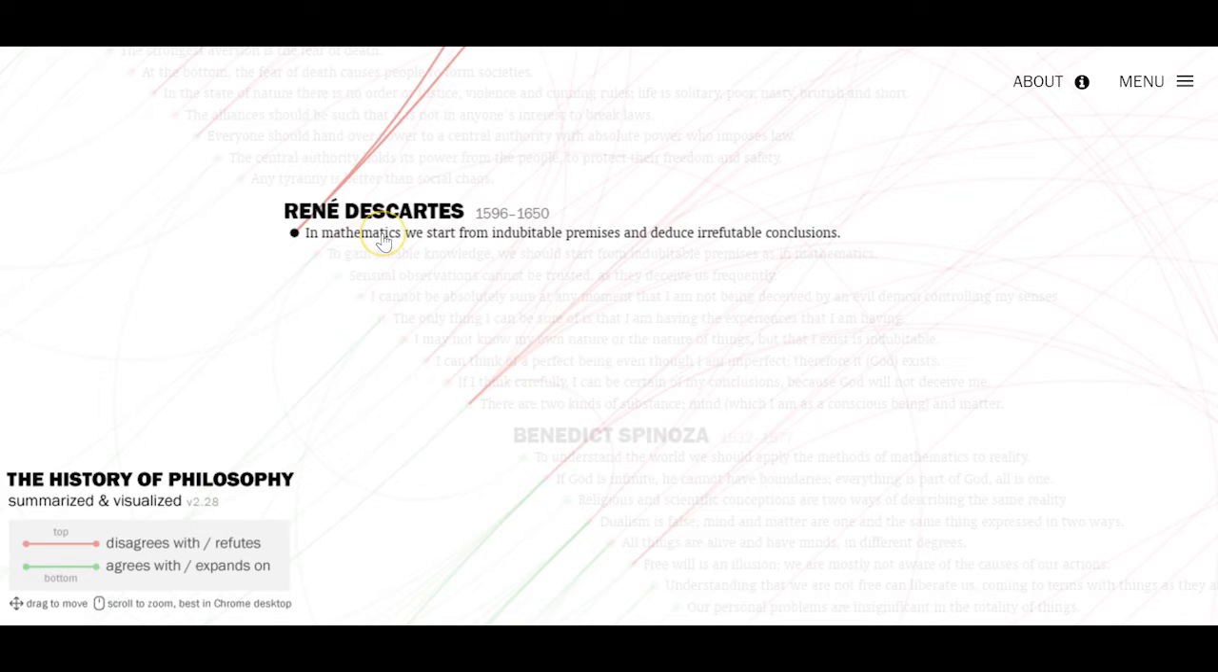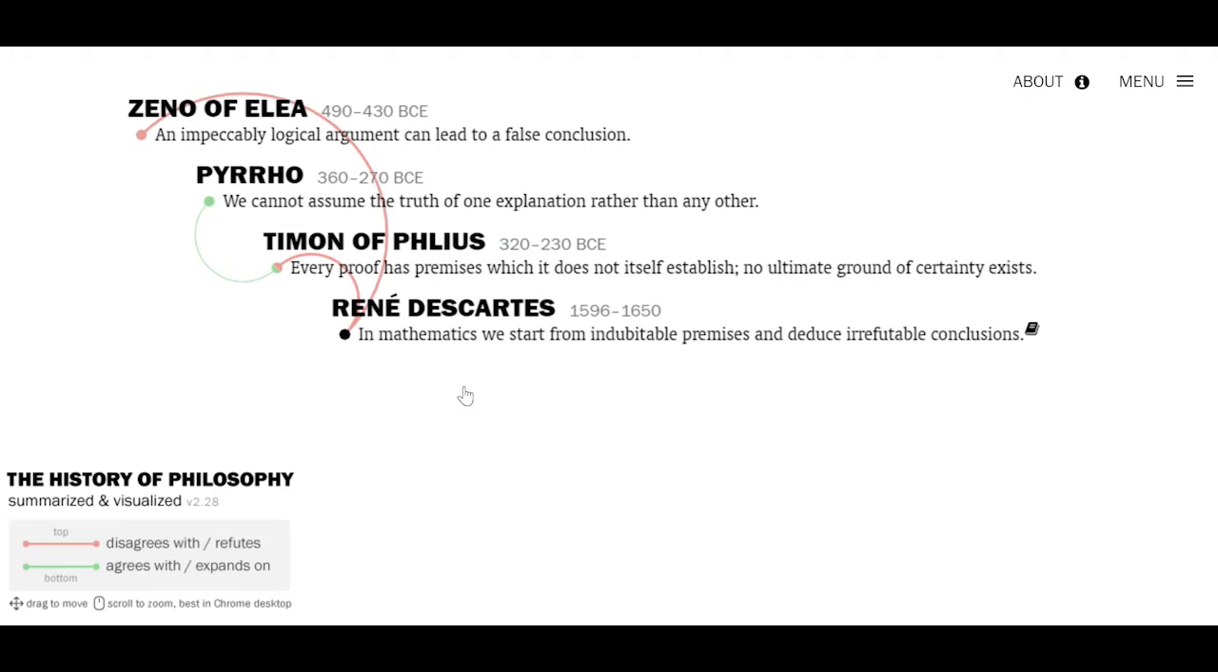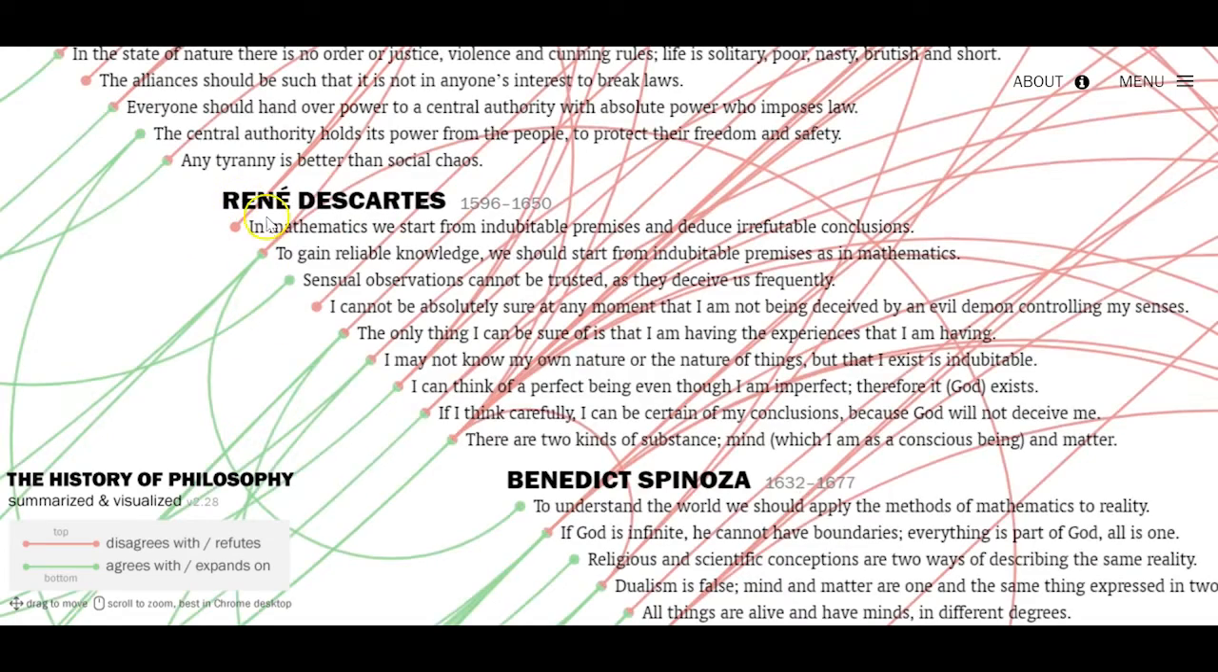We see 2 red lines coming out of this, indicating 2 philosophers in the past with whom this is a claim that disagrees. When we click on it, it zooms in to tell us that this is a contrast with Zeno of Elea, who held that an impeccably logical argument can lead to a false conclusion, and also with Timon of Philus. If we click Show Further Connections, we get a second generation indication that Timon agrees with Pyrrho on this question. On the original doctrine, we have a bookmark. If we click it, it tells us that this doctrine is coming from McGee's Story of Philosophy. So if I click outside of the window, I come back to Descartes.